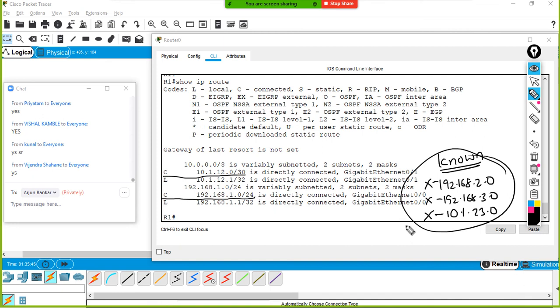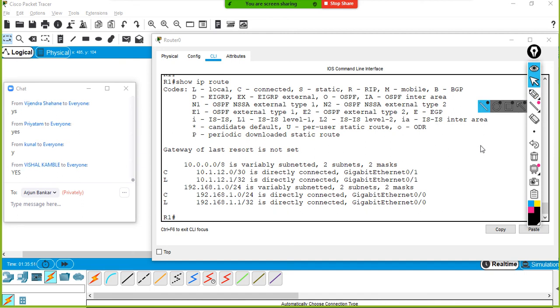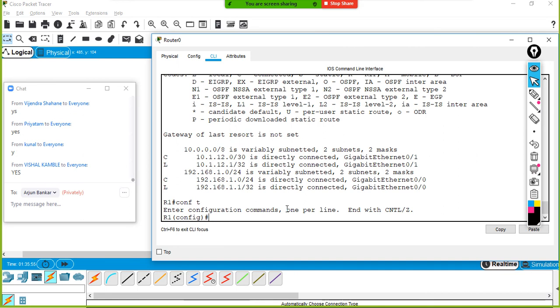Right or wrong? Say yes or no. Can we write it? Yeah. Let's go and do it. So how to write it, guys? Kunal, help me out. Conf t. Then after that, what are you going to do? How can you start the routing? Good. IP route. For which network are you writing that? Yeah, Bhupesh is smart. Go.